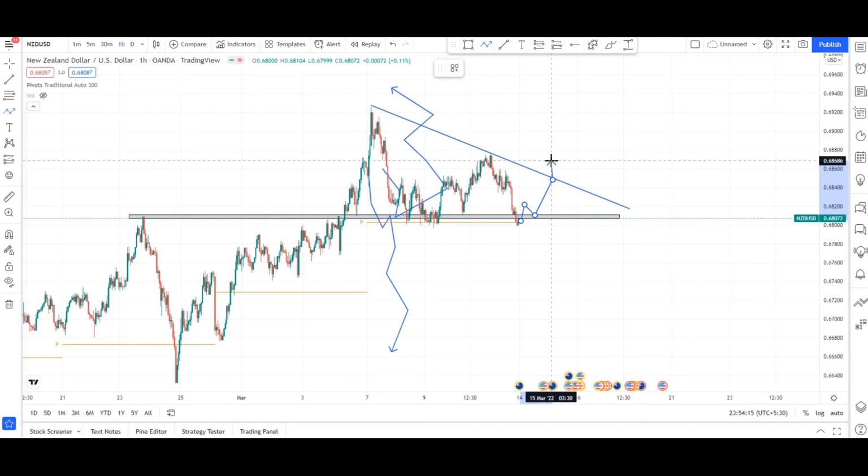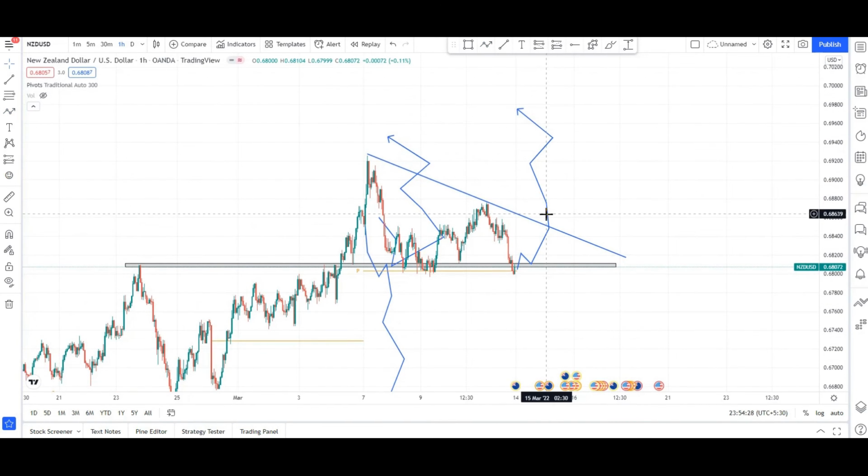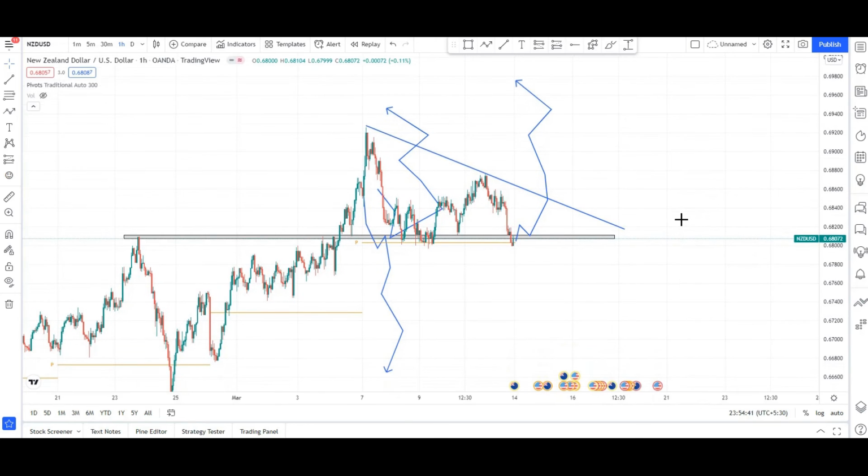Your first target will be somewhere here, second target, guys. Okay guys, your third target will be somewhere here, and fourth target, and your final target will be fifth target. Okay guys, if it breaks, then it will be blasted and it will at least reach the 0.7000. Okay guys, up till here. Okay guys, so go and see this at least.